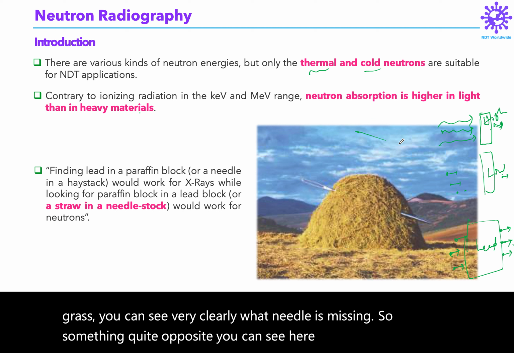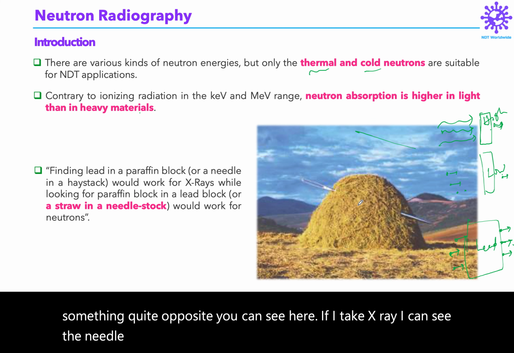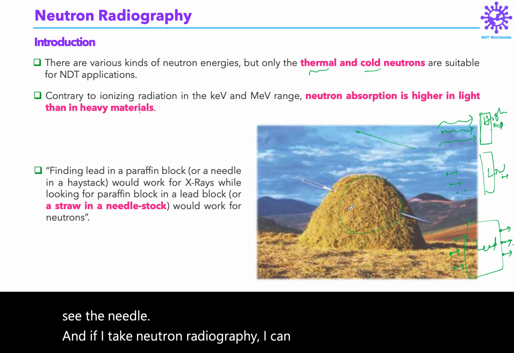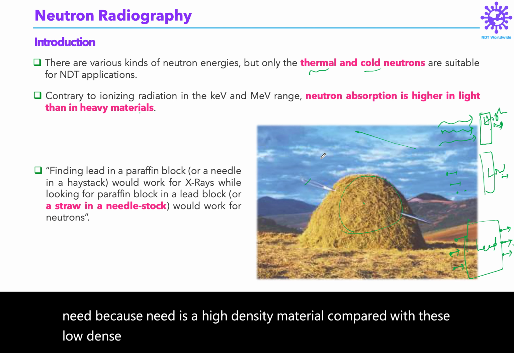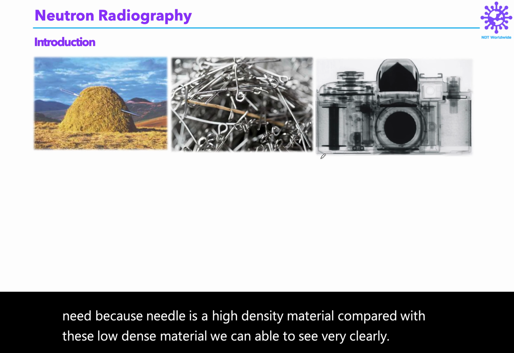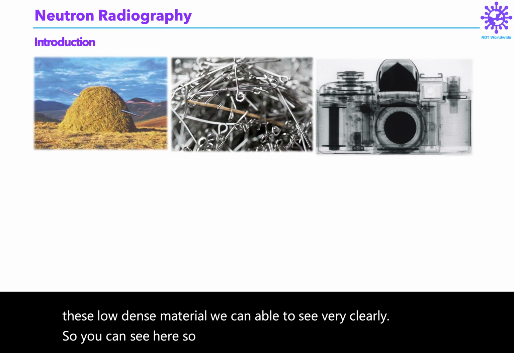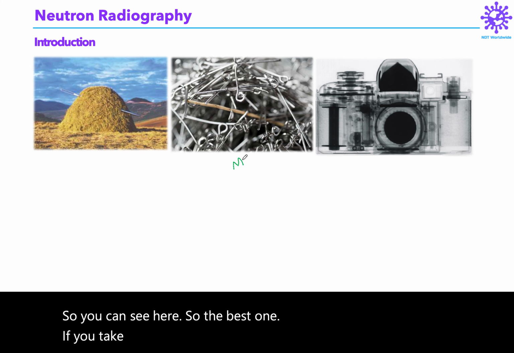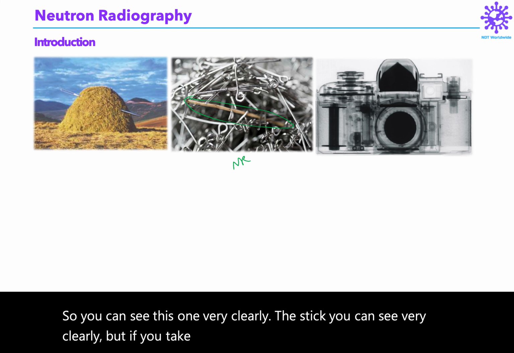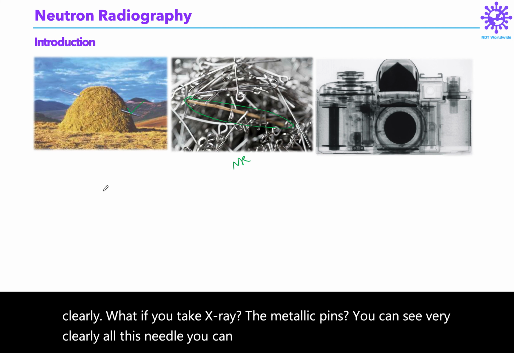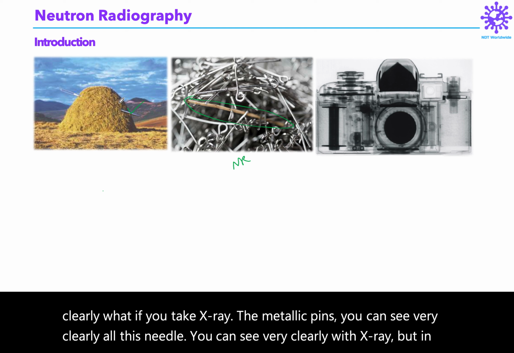If I take X-ray, I can see the needle, but if I take neutron radiography, I can see this, but I may miss the needle because the needle is a high dense material compared with this low dense material, which we are able to see very clearly. So you can see here. With NR, you can see the stick very clearly. But with X-ray, the metallic pins, or this needle, you can see very clearly. But in NR it is quite opposite.